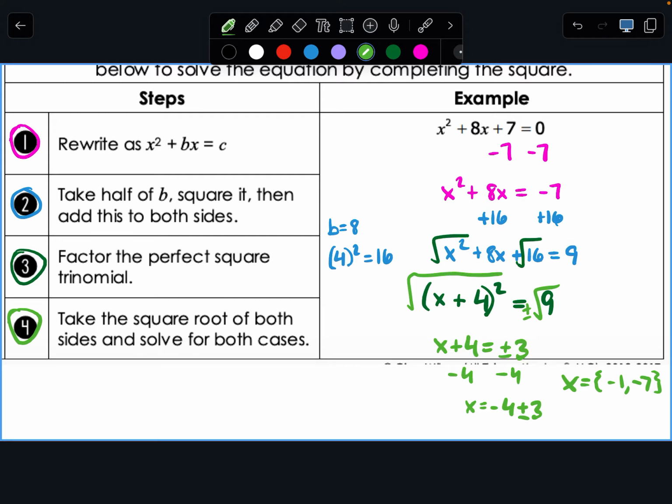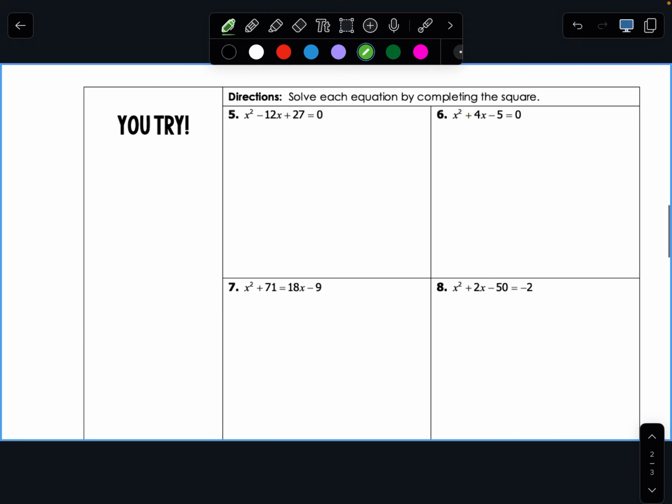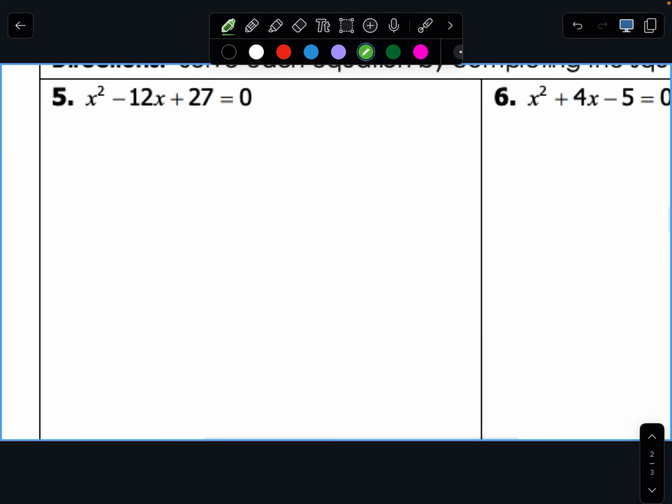Okay, we're going to do a little practice with this. So if we go down below on the next page, let's go to number 5. Yes? We can talk about that after notes. I'm good? Okay, so number 5.